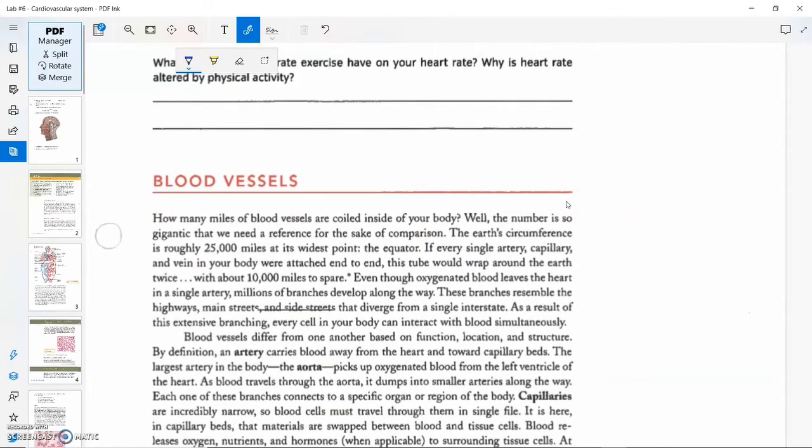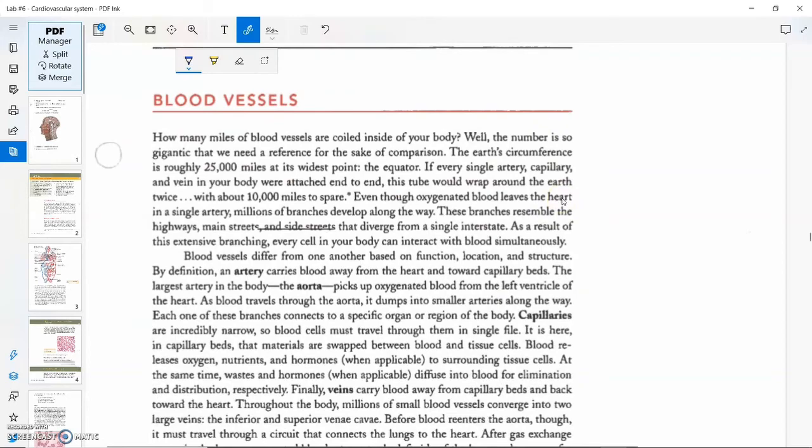So heart rate is altered by physical activity because you need to pump more blood to the tissues so they can perform their functions at the new elevated level.